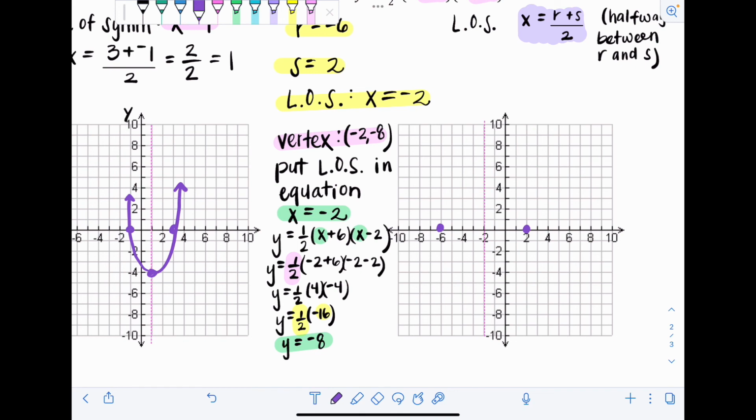So now we just need to graph that point. Negative 2, I'm going to go left 2, and then I'm going to go down 8 to get to negative 8. And then I'm going to take that vertex and connect it through my intercepts. And then that's it. That's the whole graph.